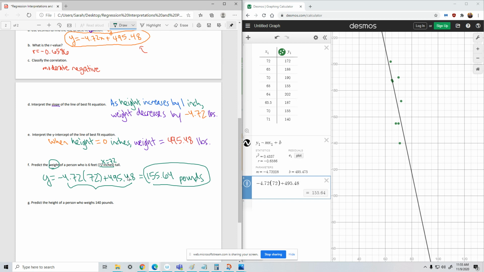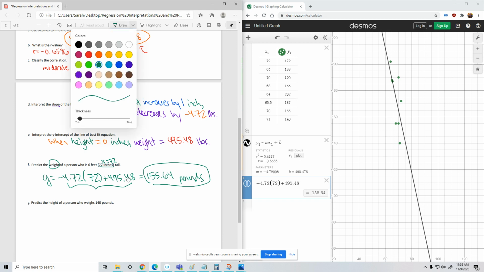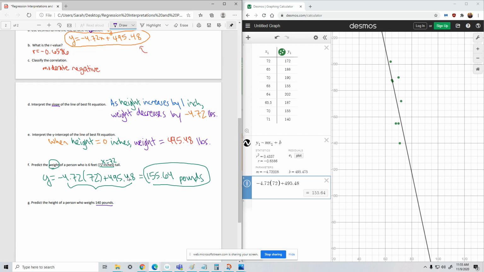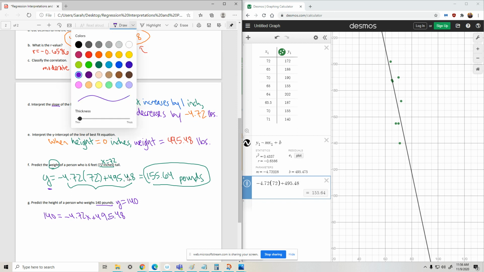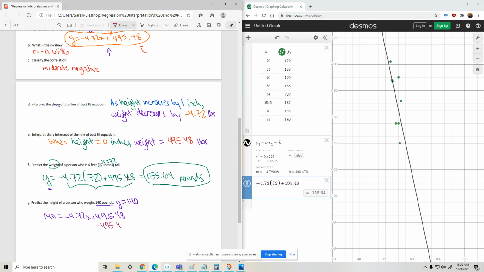Last one, they want us to predict the height of a person who weighs 140 pounds. This is pounds. Pounds is y. And so we are going to substitute y equals 140 into our equation. So it's going to go right here instead. So 140 equals the rest of my original equation. And then we need to solve this, but we can use Desmos to help us with the actual adding, subtracting, etc. So to solve this, I'm going to start by subtracting 495.48 from both sides. Like I said, feel free to use Desmos to help you with the calculations.